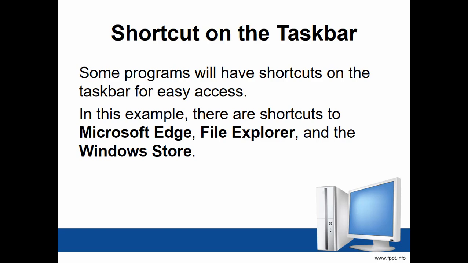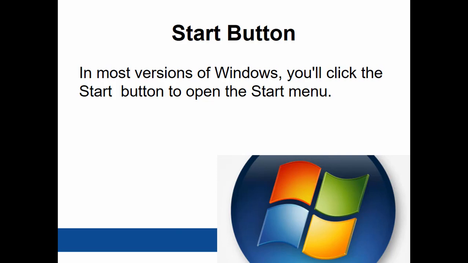The shortcuts on the taskbar. Some programs will have shortcuts like we said. A shortcut means a copy of a program, and you put it on the taskbar for easy access. We have also the Start button. In most versions of Windows, you'll click on the Start button to open the Start menu that is found on the left side of the taskbar.